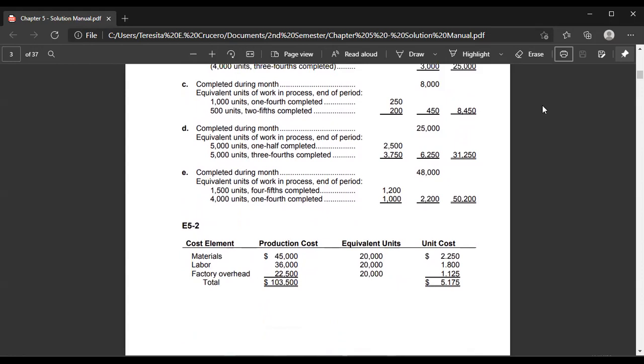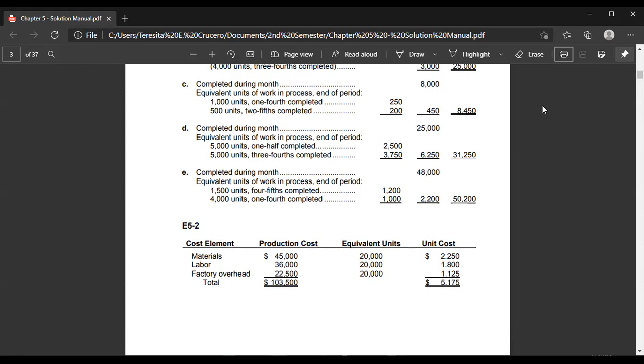Okay, now we go to problem number 2, computing unit cost. During the month, a company with no departmentalization incurred cost of 45,000 for materials, 36,000 for labor, and 22,500 for factory overhead. There were no units at the beginning of the period or at the end of the period, and 20,000 units were completed. Now, considering that you have no work in process beginning nor ending, the units completed is also your equivalent production.